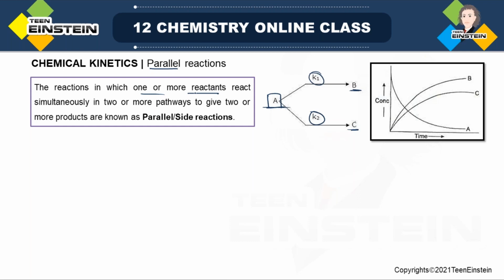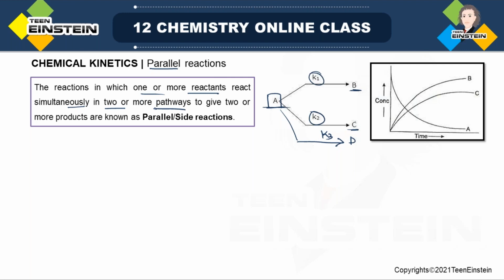So in these reactions, one or more reactants, here for simplicity only one reactant but it is not necessary, it may be more than one, react simultaneously in minimum two pathways, because if there are not at least two pathways, there is no question of a parallel reaction. It may be three also. Suppose there is another, you are getting D with K3, and it may go on. To give two or more products, these types of reactions are known as parallel reactions.